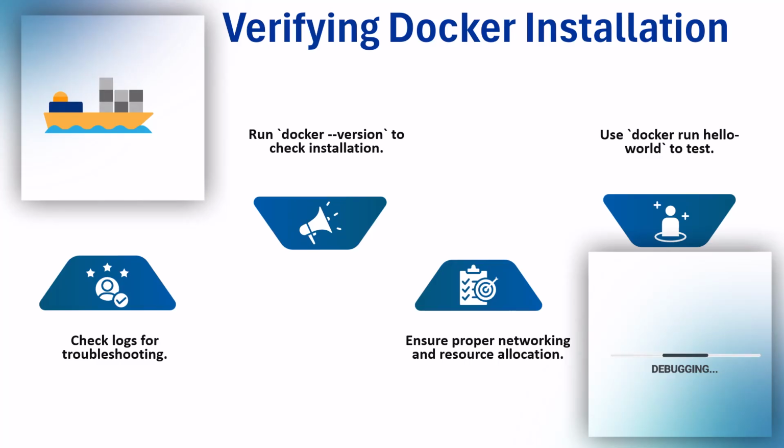Finally, let's verify everything. Checking Docker's version is a quick sanity check, like making sure your phone's charged before a trip. Running docker run hello-world gives us a simple confirmation. Logs help us diagnose issues, and proper networking ensures all containers can communicate. Because, let's face it, Docker without networking is like having a phone with no signal.